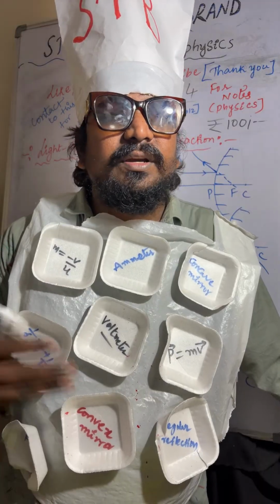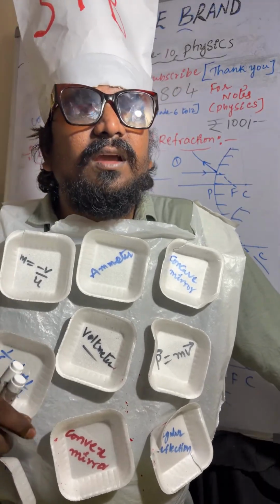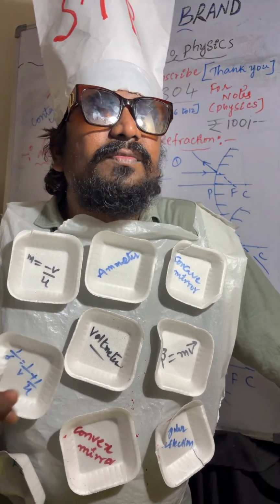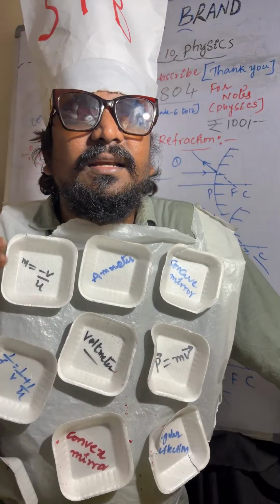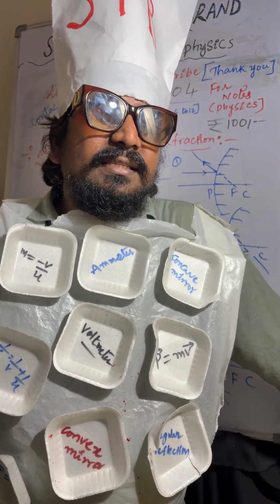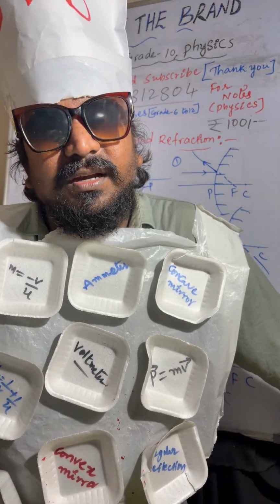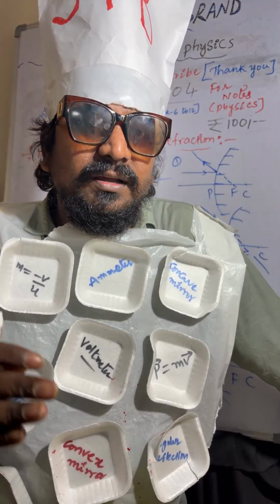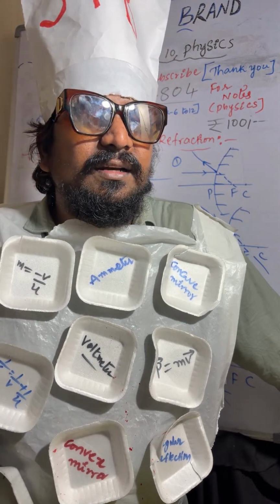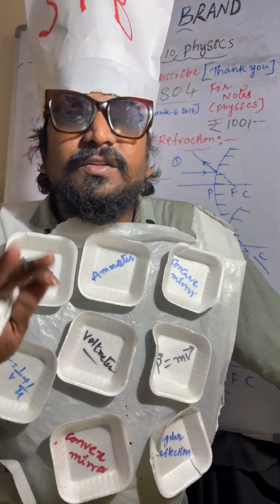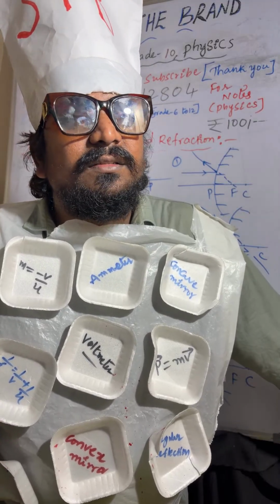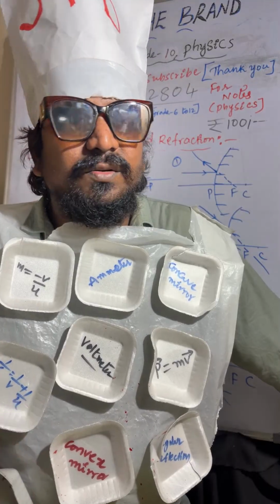Okay, so next one, the convex mirror. The object is at infinity. The image will form at focus. The nature of the image is virtual, erect and highly diminished. And the second case, the object is placed between P and infinity. The image will form between P and F. The nature of the image is virtual, erect and diminished. These are the two cases for the convex mirror. Concave mirror, 6 cases. Convex mirror, 2 cases.